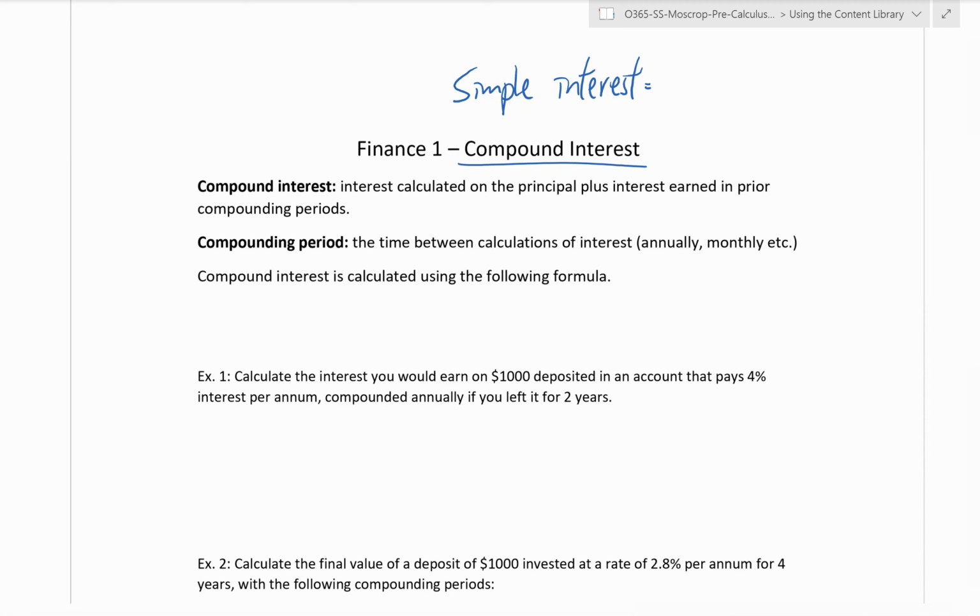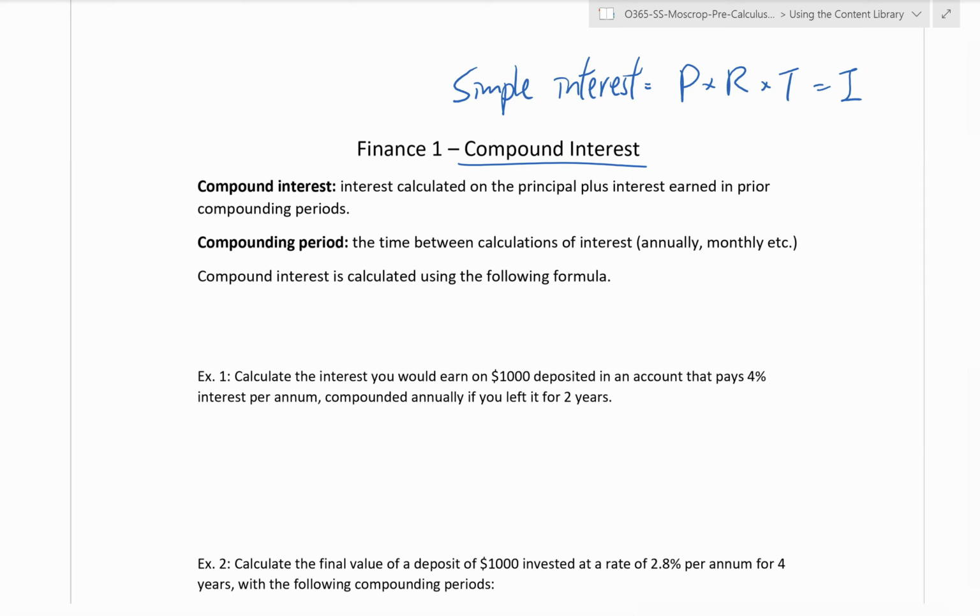Simple interest, remember, is the principal times the interest rate times the time. This is the simple interest, I equals PRT. So for example, you are borrowing $1,000 for a year, the interest rate is 10%, and since it's 1 year, the interest you're paying would be $100 per year. So that is the simple interest.